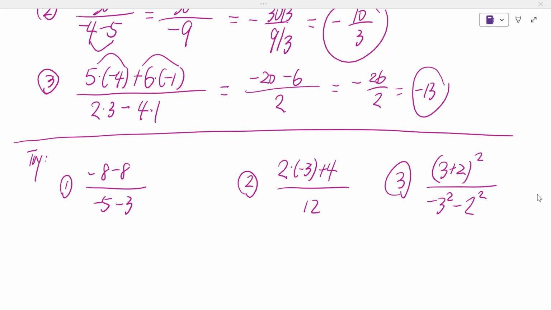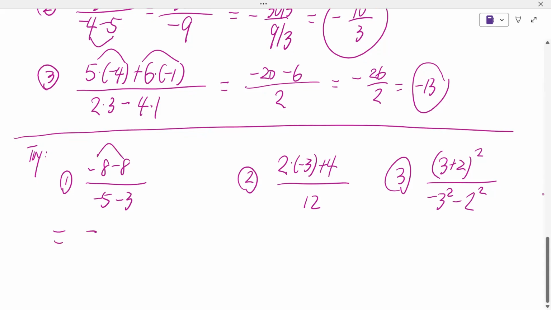Let's go over the solution. The first one, you combine these two numbers. Keep the sign, 8 and 8, you get 16. On the bottom, keep the sign. And then adding the numbers, 8.